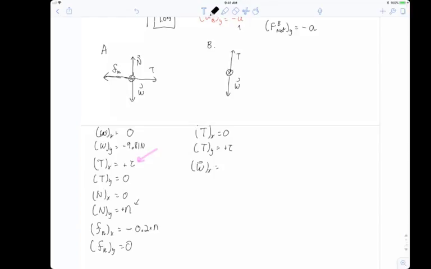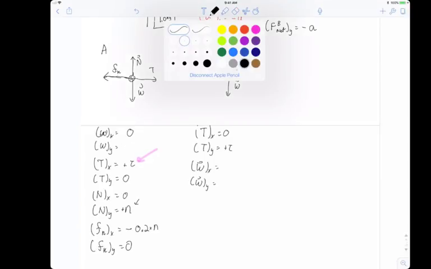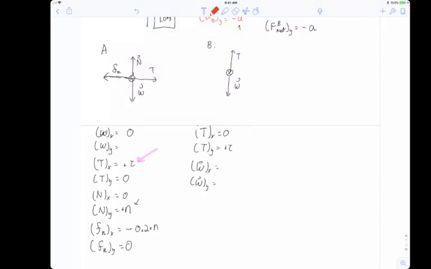Oh wait, hold on, I did this wrong. Okay, mistake. Alright, the second block: its weight in the x direction is 0. Its weight is minus 9.81 newtons. And the weight of the first block, it's got a mass of 2 kilograms, 2 times 9.81, so its weight is minus 19.6.